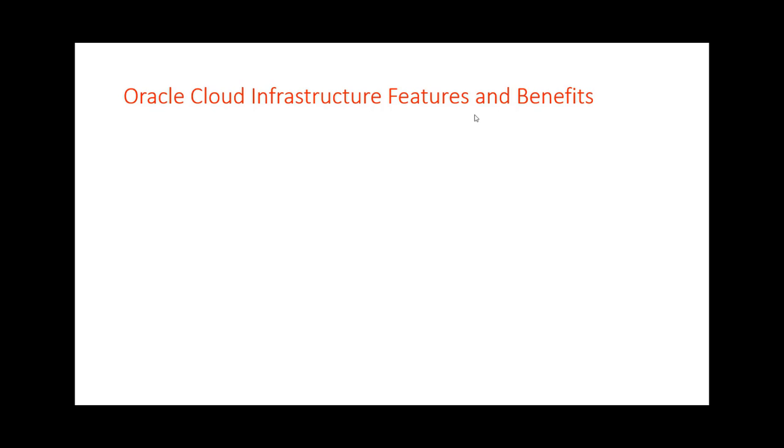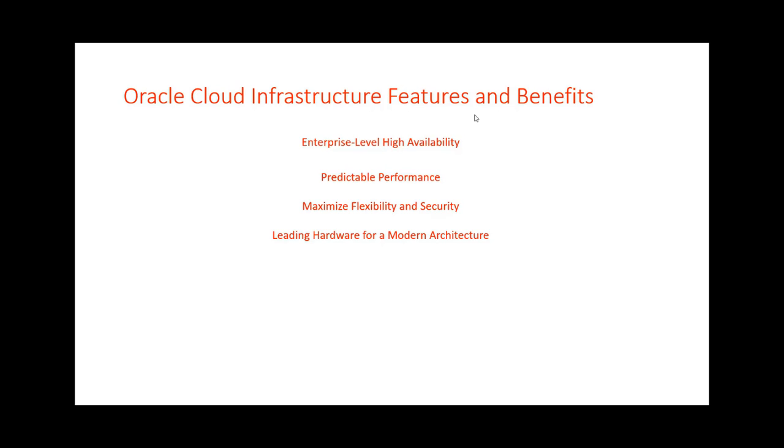What does Oracle Cloud offer? So on a high level, what they say: enterprise level high availability, predictable performance, maximize flexibility and security, leading hardware for a modern architecture, no more shadow IT. So these are good technical headlines. Let's see if we can break them down into simple English.